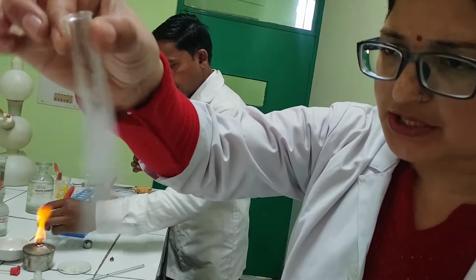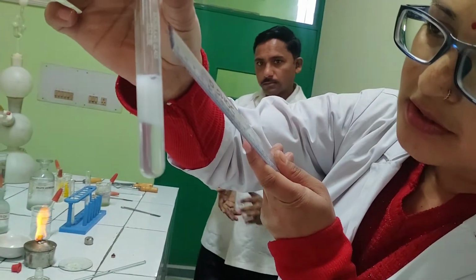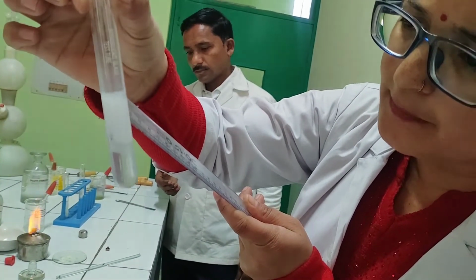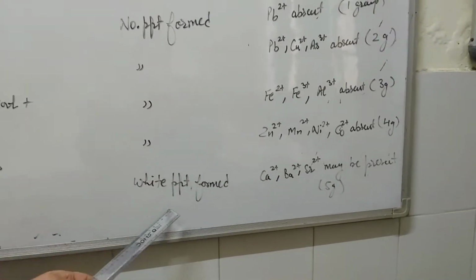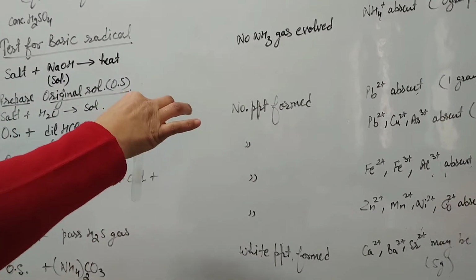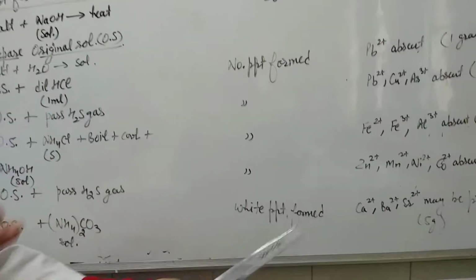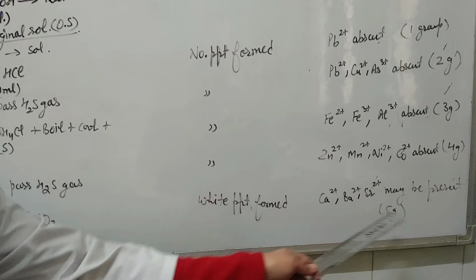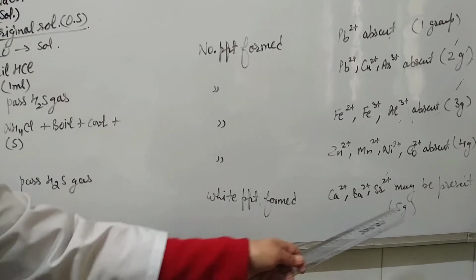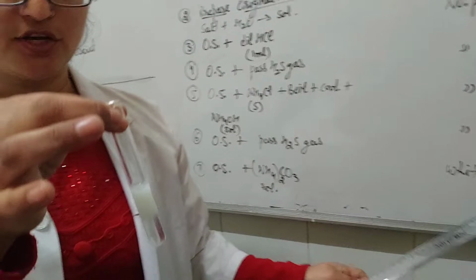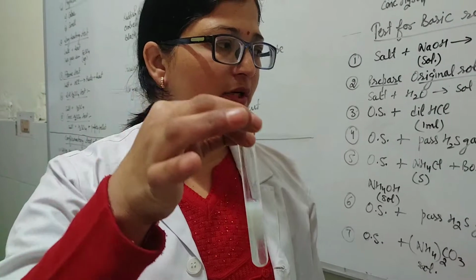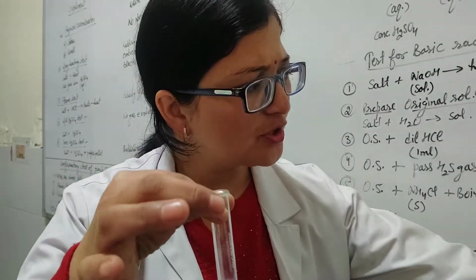See, these are the precipitates. The cloudiness you can see here. Little cloudiness is there, and these are the precipitates of these elements. White precipitates are formed. You can easily see here. These are the white precipitates. It means calcium, barium or strontium may be present. Out of these three elements, any one can be present in this white precipitate. So after that, we will go through the confirmatory test for these elements. They belong to the fifth group.